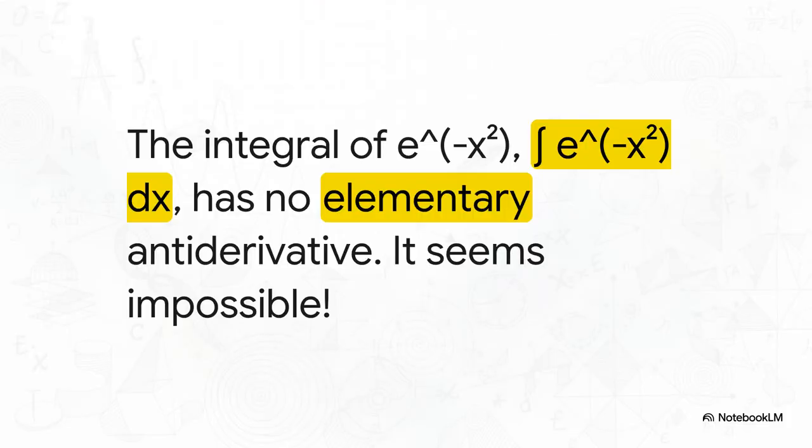Okay, so meet the villain of our story today. This is the integral of the Gaussian function. You see it everywhere in statistics, but in calculus, it's kind of infamous because it has no elementary antiderivative. Now, all that means is you can't solve it using the normal rules you've learned. No power rule, no u substitution. It's the classic example of an impossible problem.